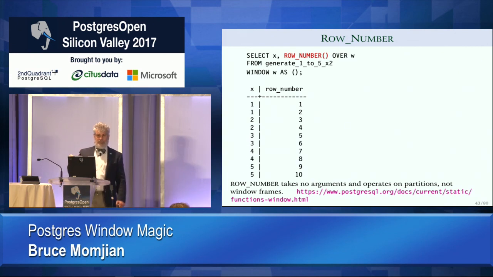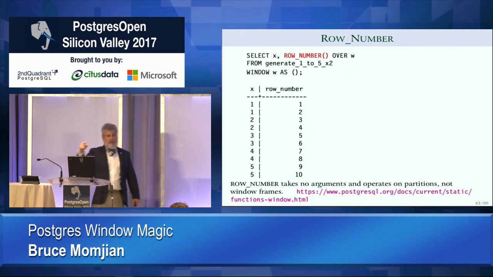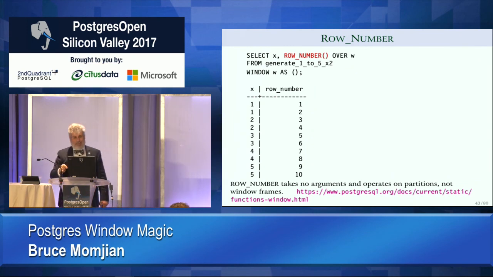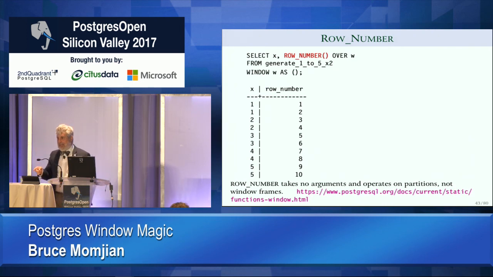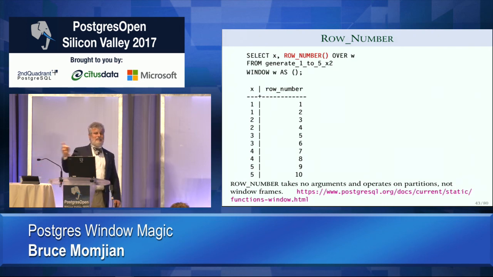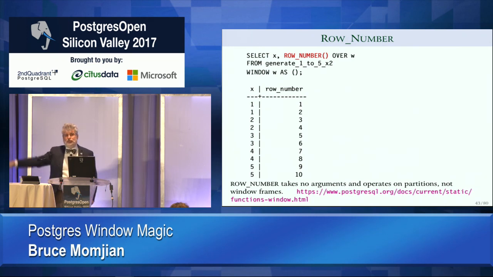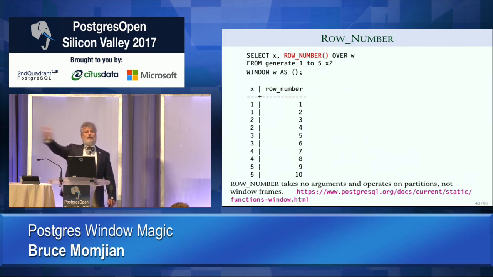First one, row number. It's really easy. It just numbers the rows. Again, it's just going to give me the number. Notice the text at the bottom. This is exactly what I just talked about to the gentleman. Row number takes no arguments and operates on partitions, not window frames. What that means is that it doesn't matter whether you're in range mode or rows mode. It doesn't matter what frame clause you use. This is going to number the rows in your partition.